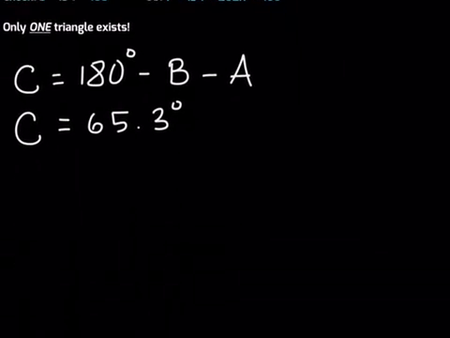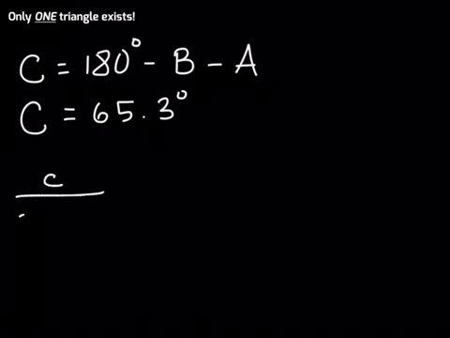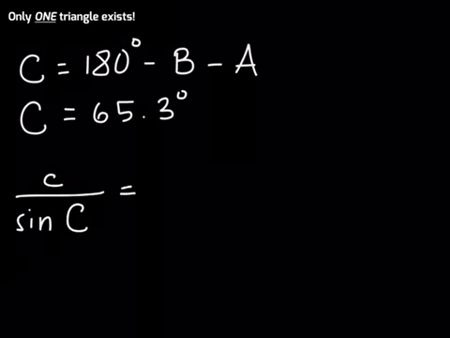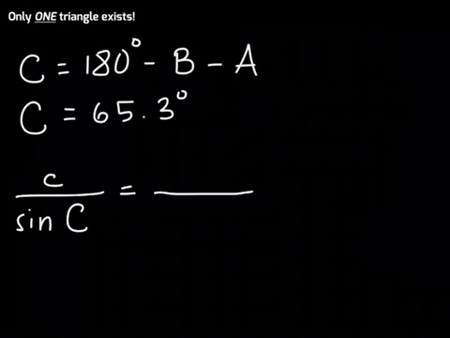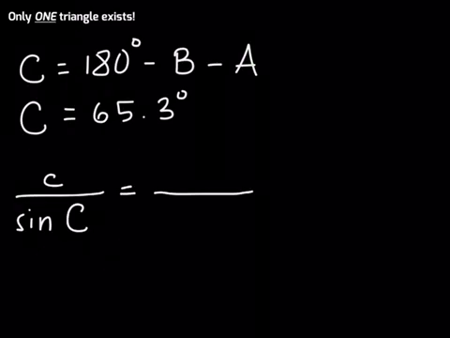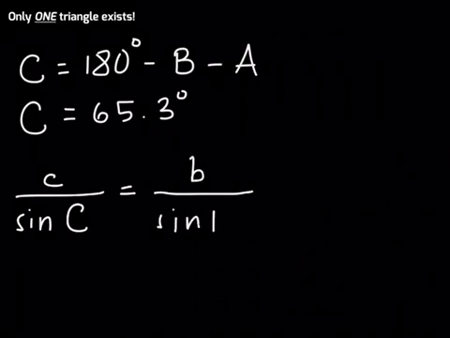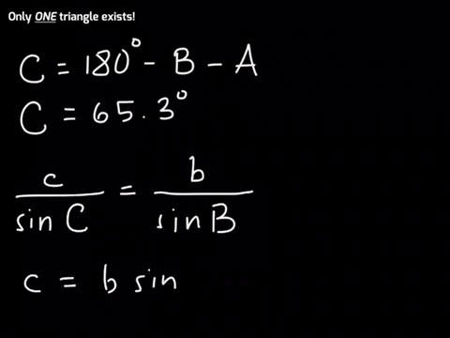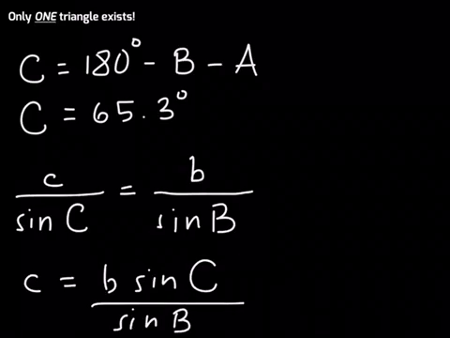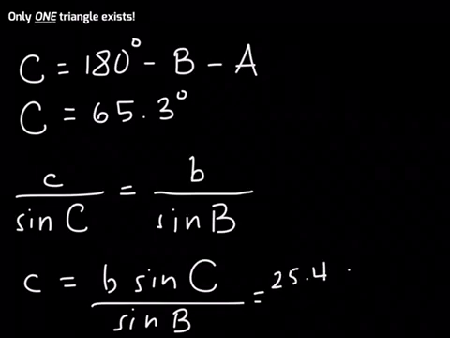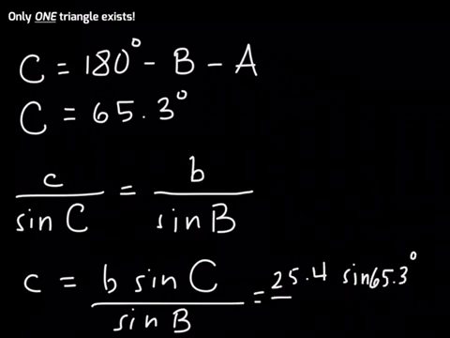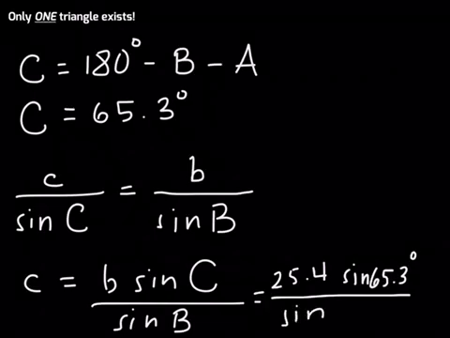So let's go find side C. I'll use the law of sines and set it up like this. Side C over sine of angle C must be equal to, let's use as much given information as possible, side B over sine of angle B, because both side B and angle B were given. So side C will be equal to side B times sine of angle C divided by sine of angle B. That's 25.4, which was given, times sine of 65.3 degrees, the angle C we just derived, over sine of angle B, which is given as 68.7 degrees.